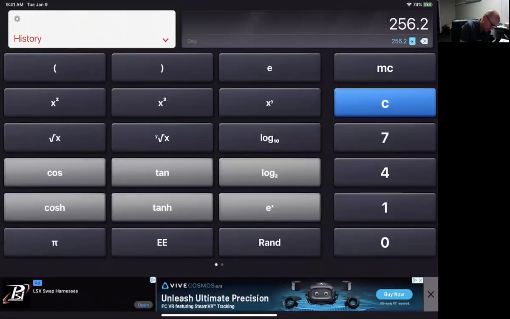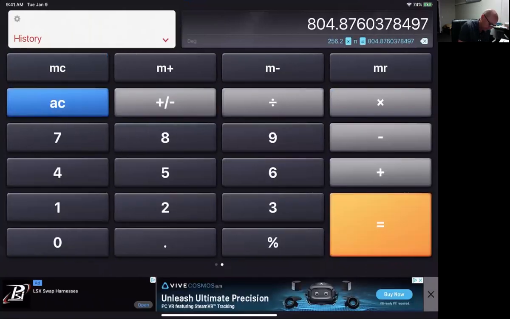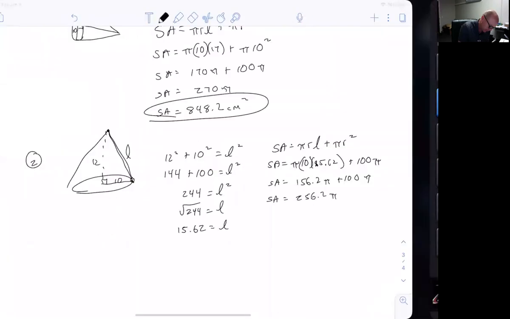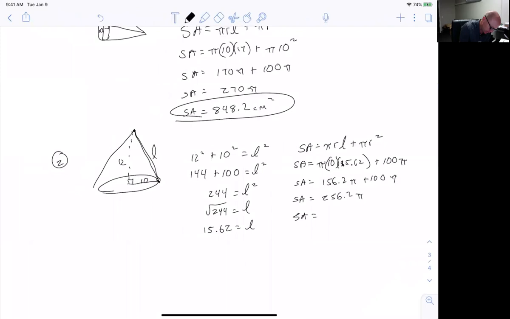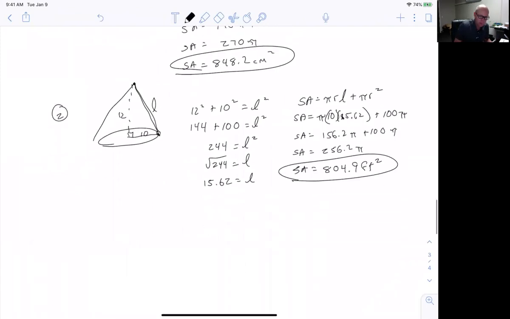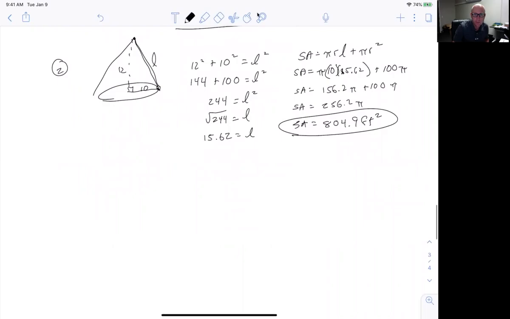256.2 times pi. And I get 804.9. 804.9, we're in feet, so square feet. That's the answer. Okay, pretty easy. I'm going to pause it for 1 second and then come back.